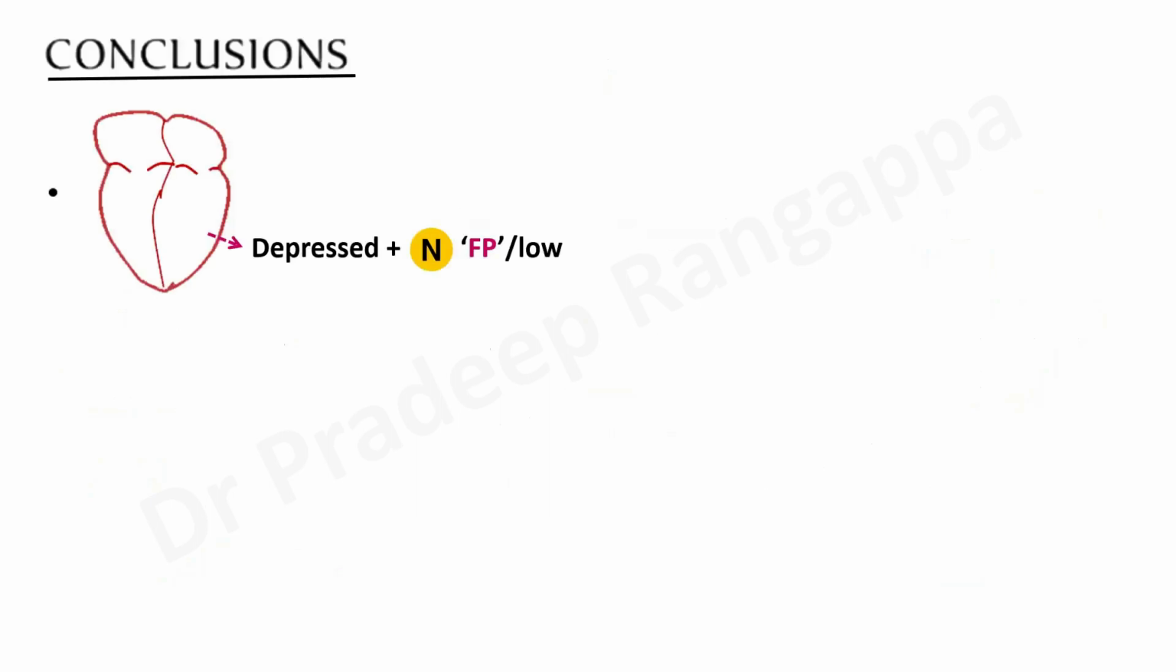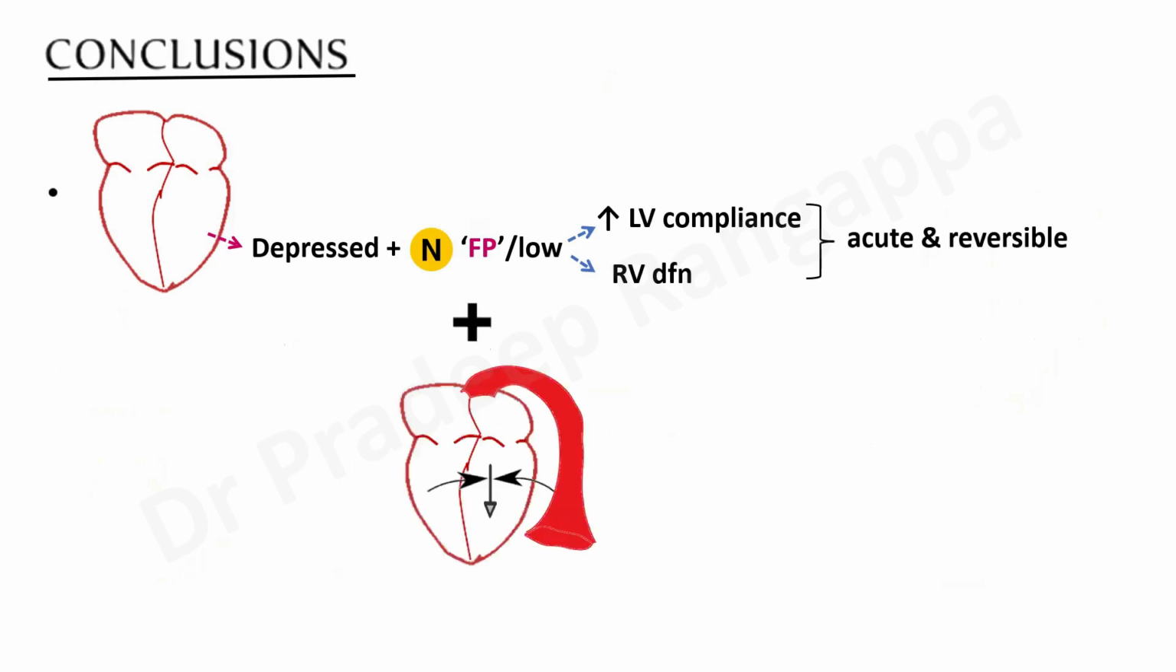So the conclusions. In septic cardiomyopathy, one should know that the LV function will be depressed with normal or low filling pressure, which is different from cardiogenic shock or ACS, where the filling pressures will be high. The key thing to understand is that the reason there is normal filling pressure is improvement in LV compliance, or it is compensated by RV dysfunction. Because there is concomitant RV dysfunction, your filling pressure does not go up. And septic cardiomyopathy is always acute and it is reversible. The whole cardiac function normalizes in days.